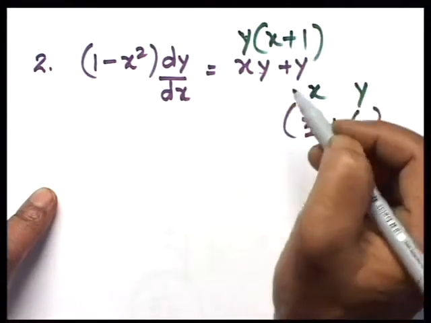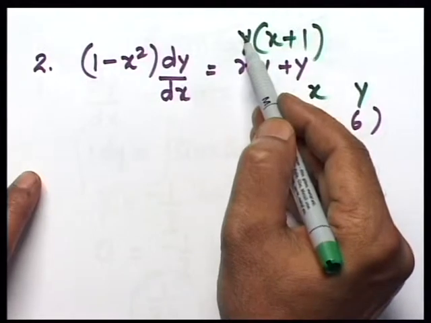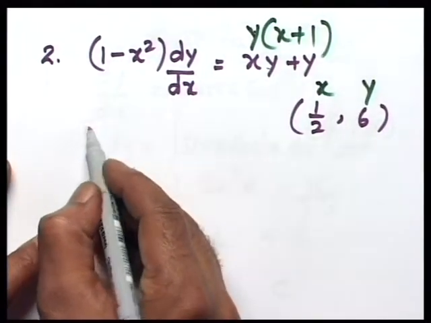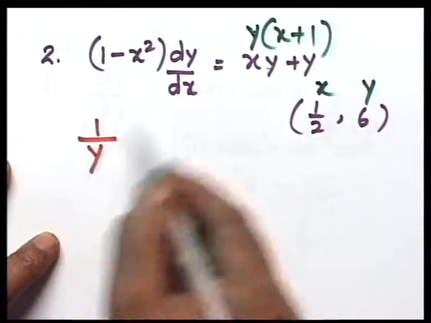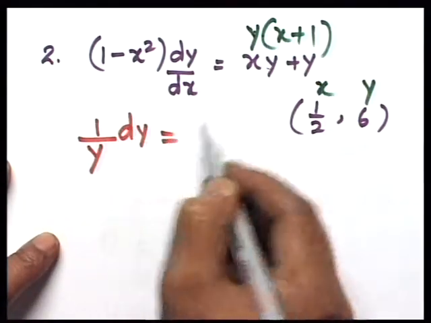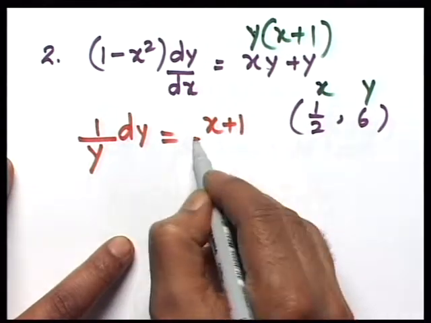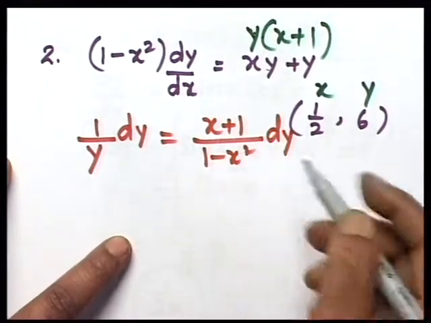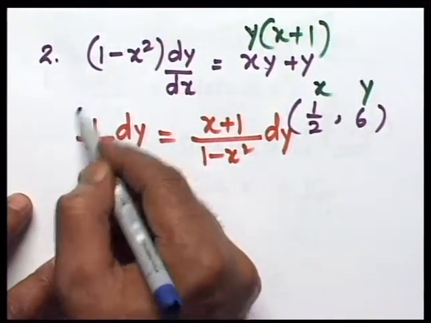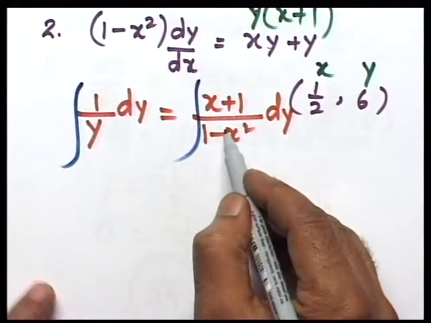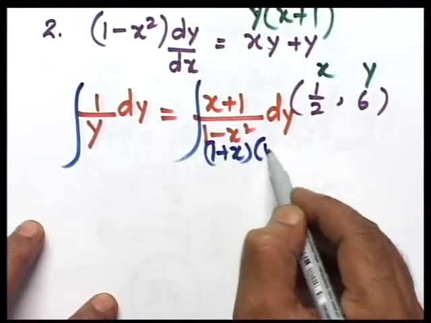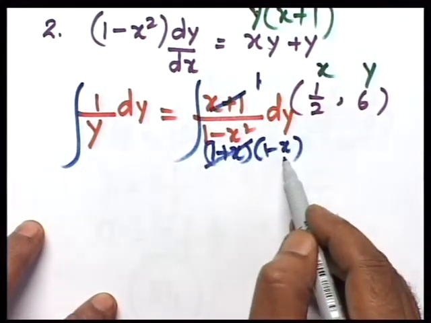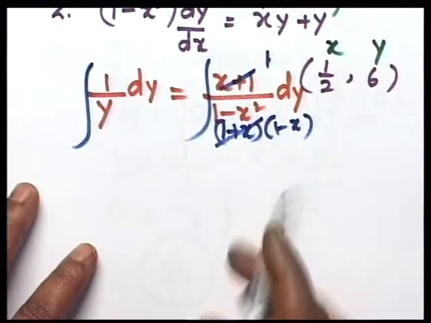So we get x plus 1. Nice, okay. So we transfer the y to the left hand side. So watch how it is done. You all know now, you practiced lots of sums. It's 1 over y dy equals, I keep the x plus 1 on top. The denominator is 1 minus x squared, nicely factorized. dy is there. Then we can integrate on both sides now. That's actually 1 plus x, 1 minus x, right? So the 1 plus x is cancelled. I'm left with 1 over 1 minus x, right?